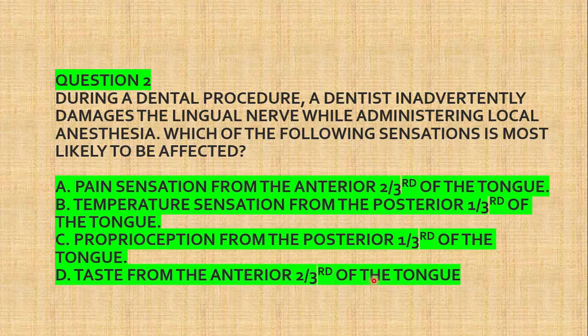A, pain sensation from the anterior two-thirds of the tongue. B, temperature sensation from the posterior one-third of the tongue. C, proprioception from the posterior one-third of the tongue. D, taste from the anterior two-thirds of the tongue.